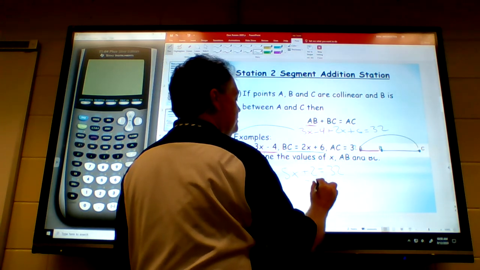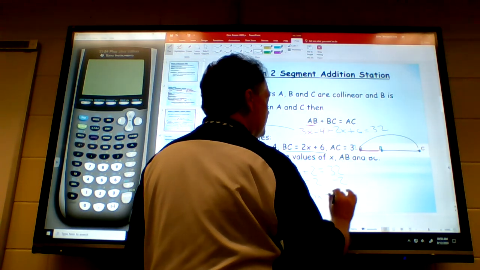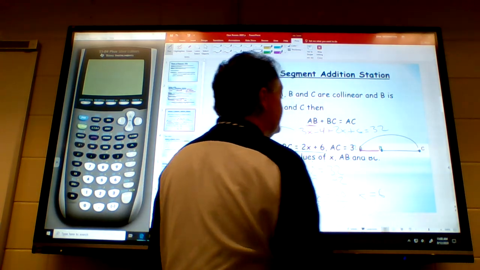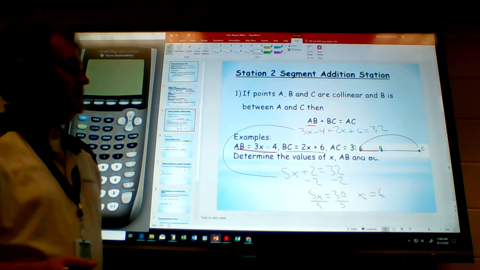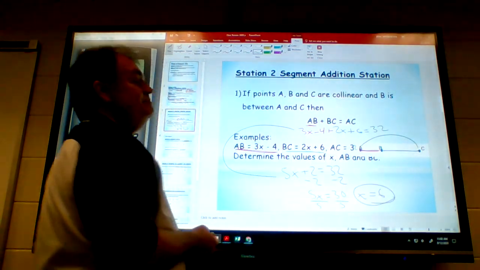So I subtract 2, and it's going to be 5x equals 30. Divide by 5, x equals 6. Okay, so x equals 6. That's part of it. I have x. But I still need AB and I need BC.